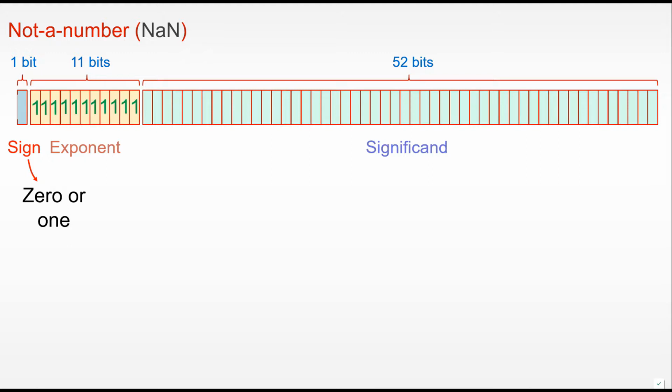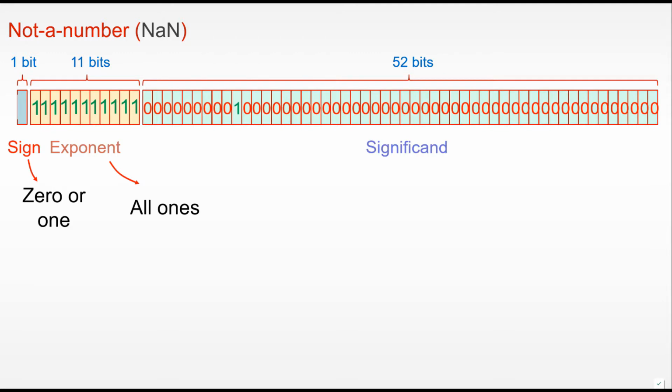We would have all ones in the 11 bits of the exponent, just like the infinity numbers. But unlike the infinity numbers, which had all zeros in the significand, this time around we would have any number but all zeros. So even if we have a single one, the combination of bits on the screen would give us the not a number type.